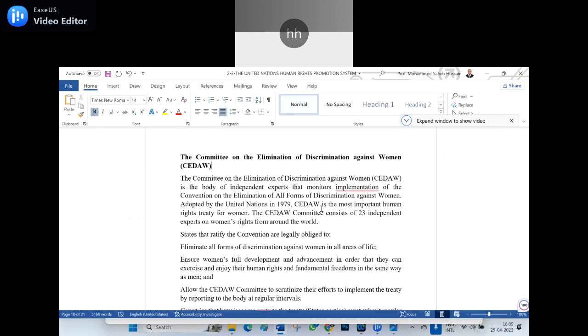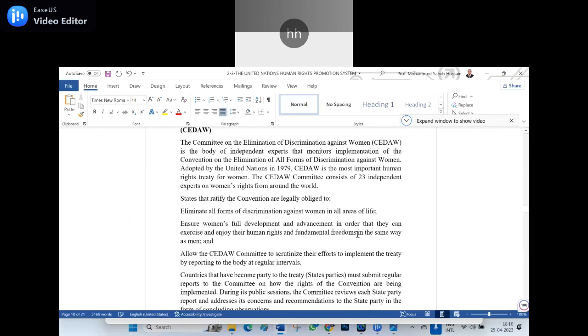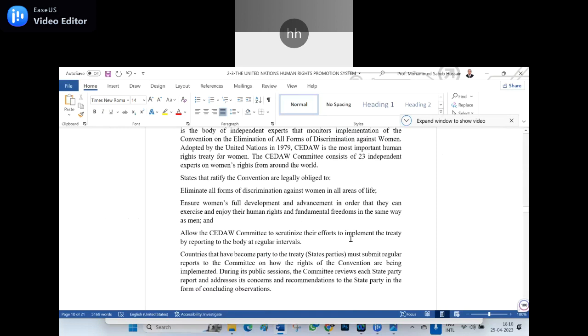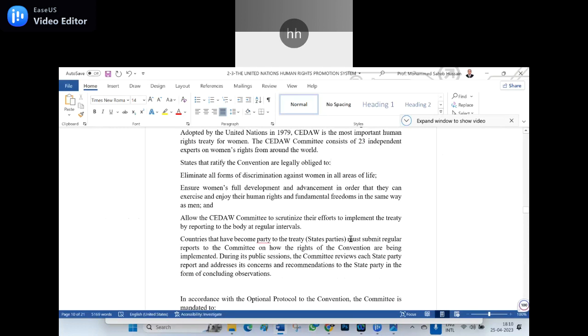States that ratify the convention are legally obliged to do the following. Number 1, eliminate all forms of discrimination against women in all areas of life. Number 2, ensure women's full development and advancement so that they can exercise and enjoy their human rights and fundamental freedoms in the same way as men. And the third bullet, allow the CEDAW committee to scrutinize the efforts to implement the treaty by reporting to the body at regular intervals. So CEDAW is a special committee under the socio-economic organ, and this report should be sent to that organ.